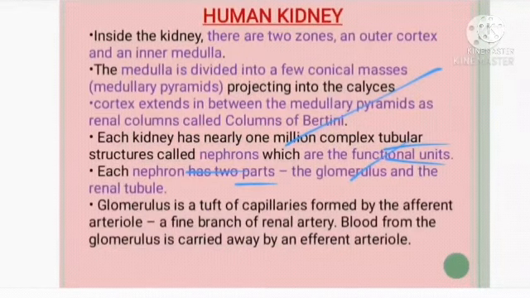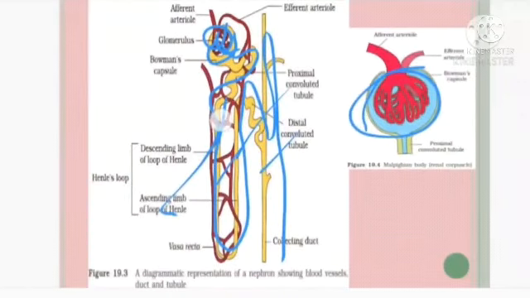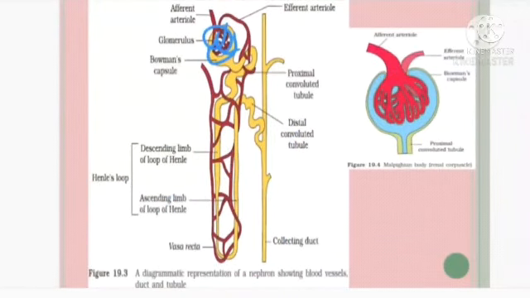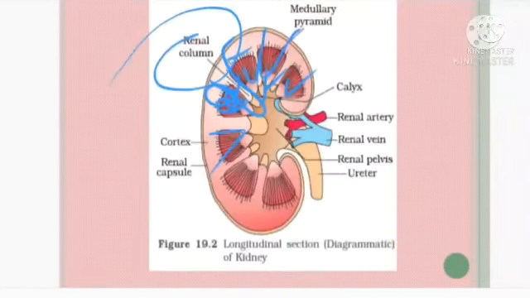The glomerulus is a tuft of capillaries formed by the afferent arteriole, a fine branch of the renal artery. Blood from the glomerulus is carried away by the efferent arteriole. Now let me explain. In the kidney there are millions of nephrons present. How are the nephrons present?